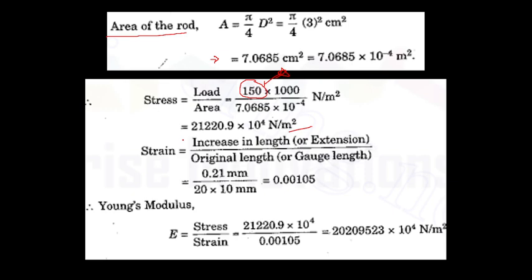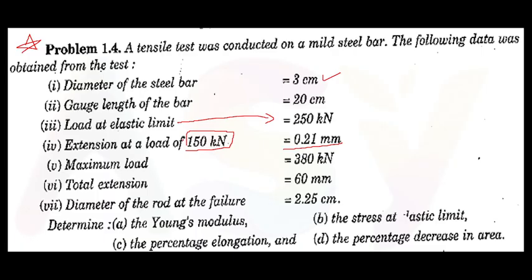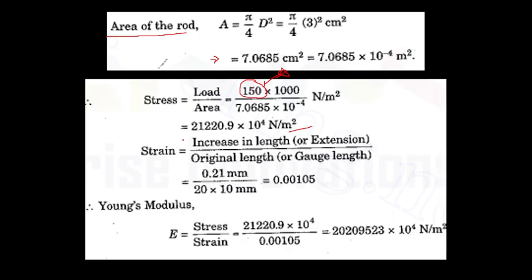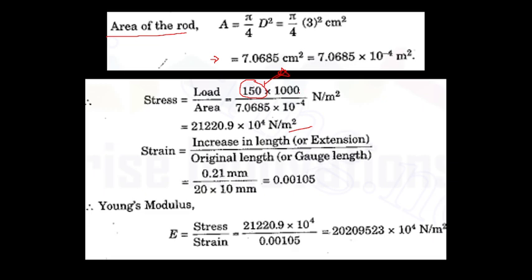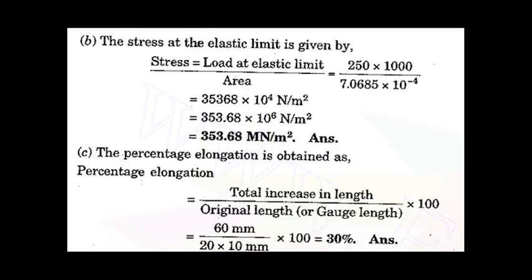Okay, that's why increase in length you have put as 0.21 and original length is 20 centimeter. This is given, 20 centimeter. So increase in length is 0.21 mm, original length is 20 centimeter, that is 200 millimeter. Divided and you will get this strain. Young's modulus is nothing but stress upon strain. This is the value of stress, this is the value of strain. Divided, you will get the value of Young's modulus. Keep it in readable form. Or you can also convert it into mega Newton or giga Newton. It's your wish.